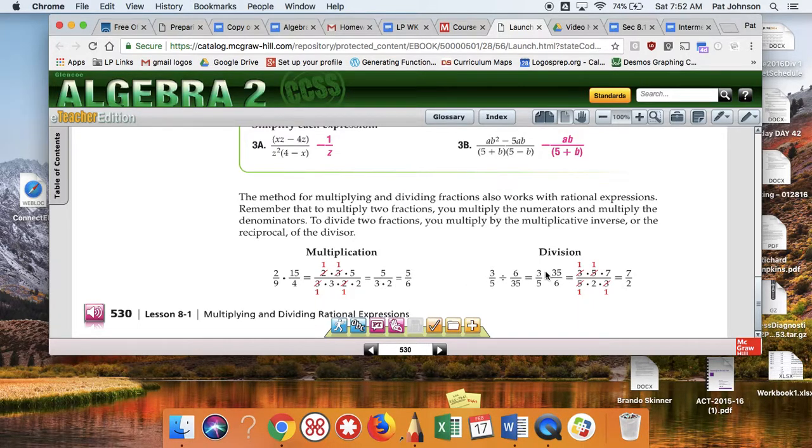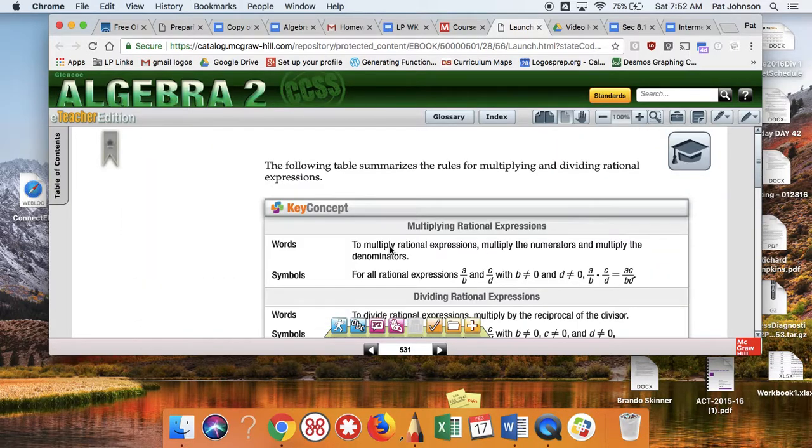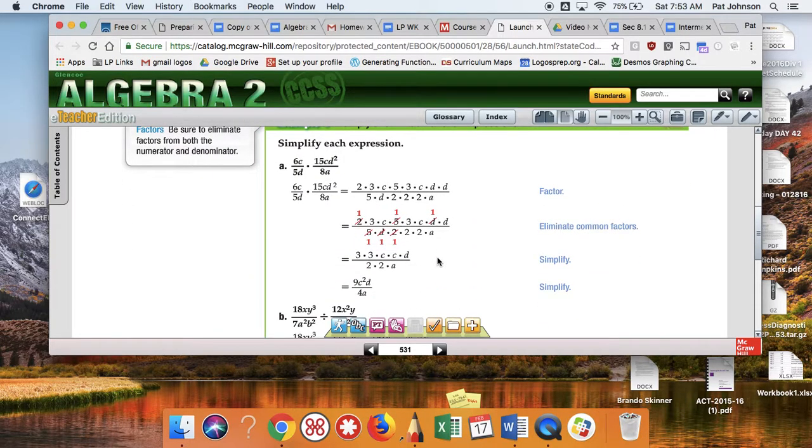Now when you divide fractions, you keep the dividend, you change the sign to multiplication, and you change the divisor to its reciprocal. Or basically you take the dividend times the reciprocal, or the multiplicative inverse of the divisor, which is the same thing as its inverse. So they do that first, and then they use the multiplication rules of numerator times numerator, denominator times denominator, canceling out. So we apply the same thing to rational expressions. So let's look at an example.